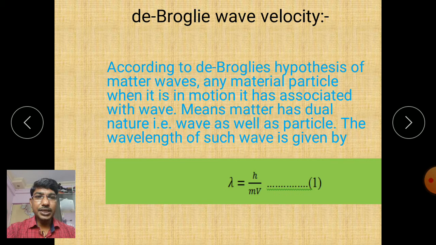Means matter has dual nature, that is wave as well as particle. The wavelength of such a wave is given by lambda equals h upon mv, where lambda is the wavelength, which is the characteristic of the wave nature, and m into v is the momentum. This is associated with the material particle, means this equation 1 represents both wave as well as material particle. This is de Broglie's matter wave or wavelength.